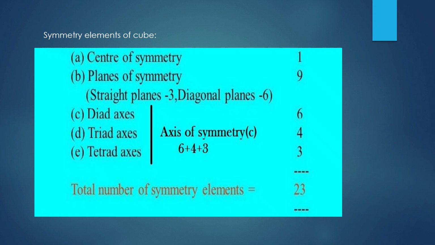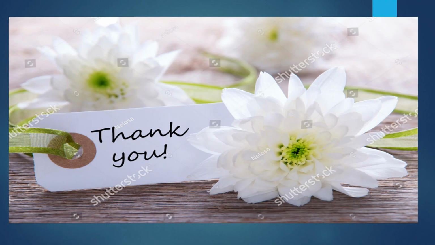Symmetry elements of a cube. Center of symmetry is 1. Planes of symmetry are 9, in which straight planes are 3 and diagonal planes are 6. Dyad axes are 6, triad axes are 4, tetrad axes are 3. Total number of symmetry elements is 23.